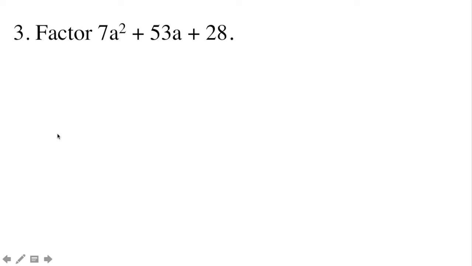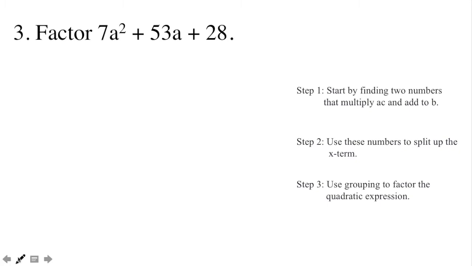Factor 7a squared plus 53a plus 28. So let us multiply a and c. A is 7 and c is 28, which is equal to 196. So what are those two numbers? When you multiply is equal to 196 and when you add is equal to 53.